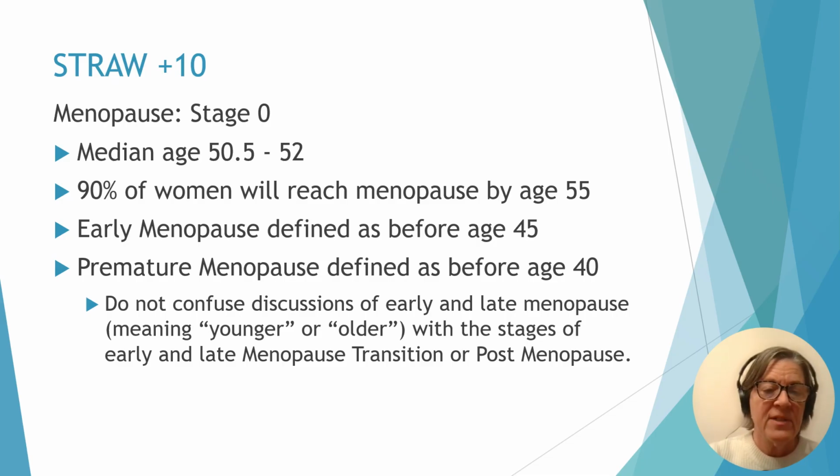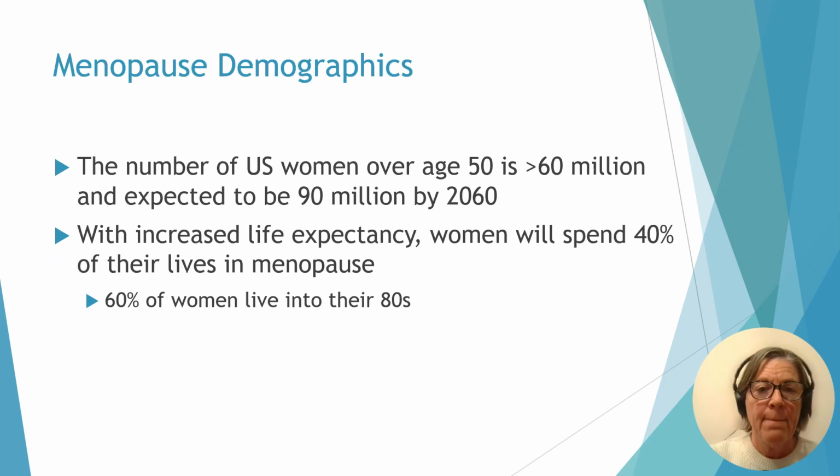Primary ovarian insufficiency. We used to call this premature ovarian failure, but we don't like to put the word failure in there. So primary ovarian insufficiency. And in these discussions, we talk about early menopause being before age 45. That doesn't mean the early menopause transition or the late menopause transition. So just be mindful of what early and late you're talking about in these stages.